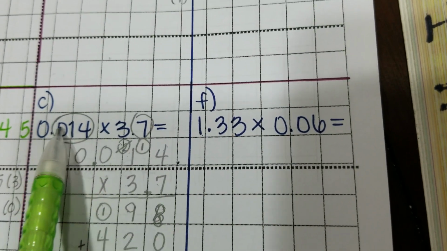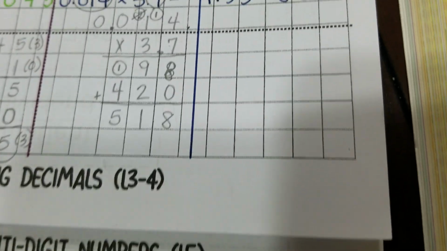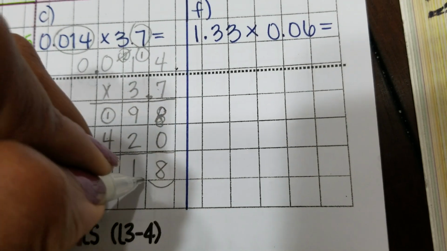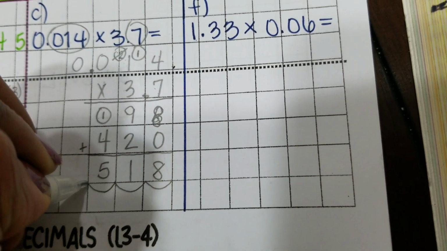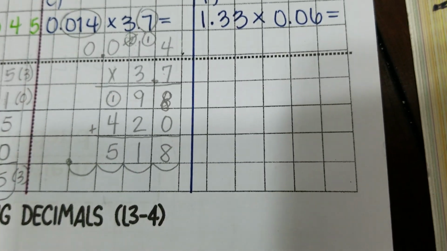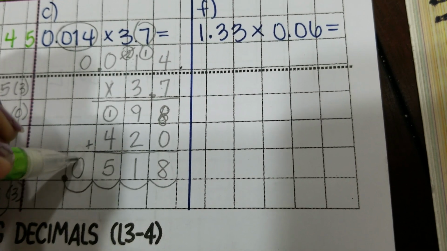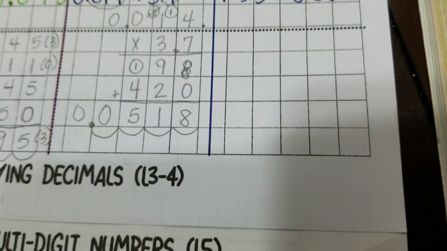We said we needed 1, 2, 3, 4 numbers in our answer. So that's 1, 2, 3, 4. And this is where our decimal point is supposed to go. So when we have these extra blanks, we fill them in with a 0.